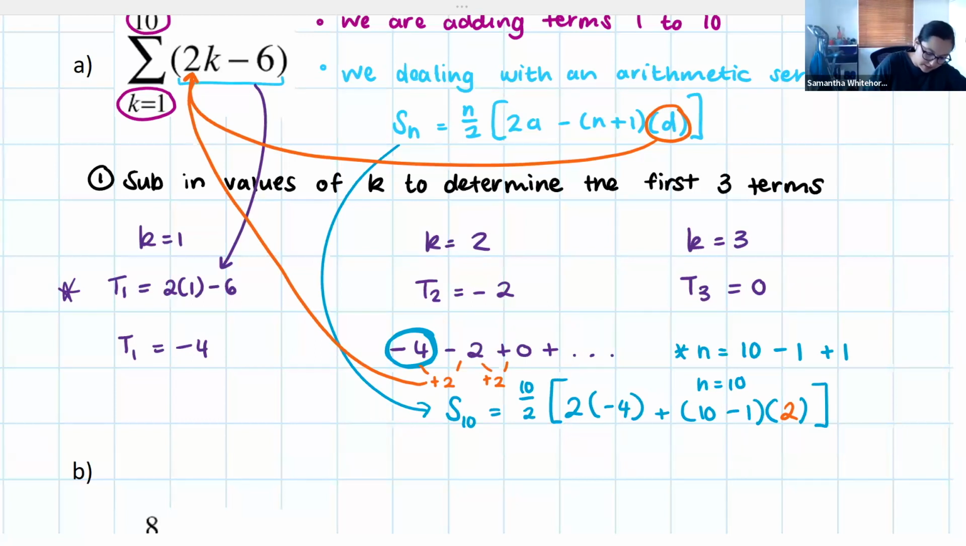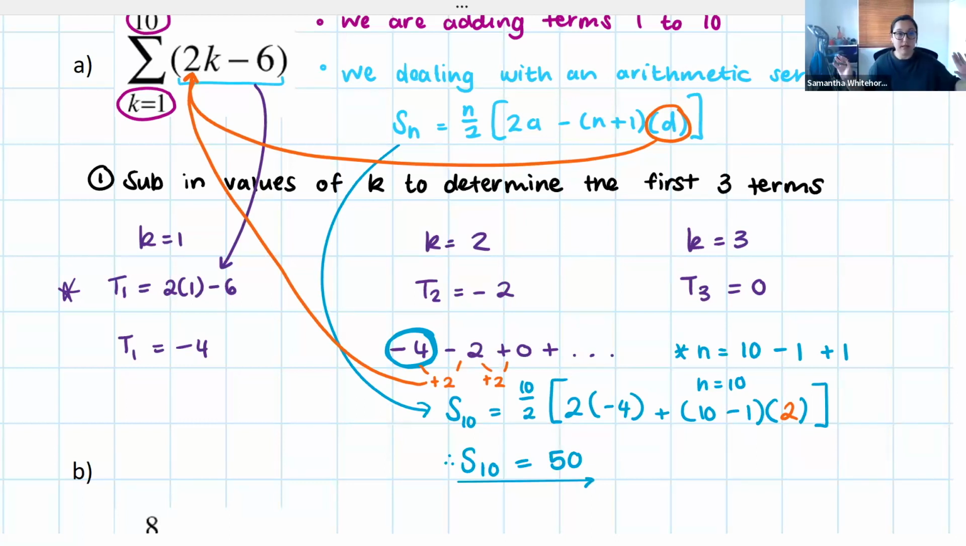Nice, guys. So the sum of our first 10 terms is equal to 50. Those of you that didn't get 50, just double check your substitution. But like I said, it should be positive because you've got only 2 negative values in your series. All of the others are positive. So we should get a positive answer.